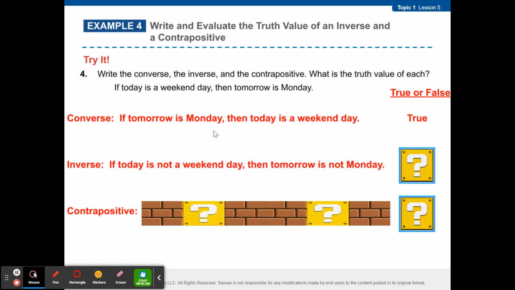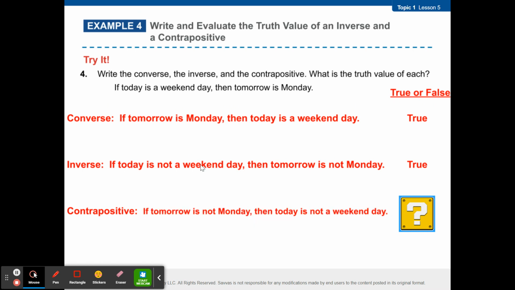All right, inverse. If today is not a weekend day, then tomorrow is not Monday. True or false? Yeah, definitely true. Any questions on the inverse? All right. Contrapositive. If tomorrow is not Monday, then today is not a weekend day. True or false? Definitely false. What's the counter example for that? Go ahead. Saturday, right? All right, questions on that?